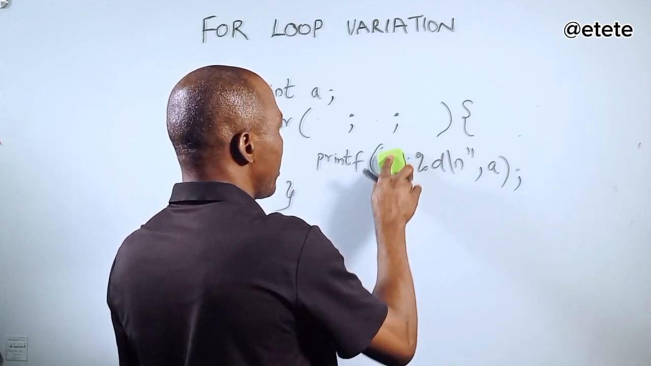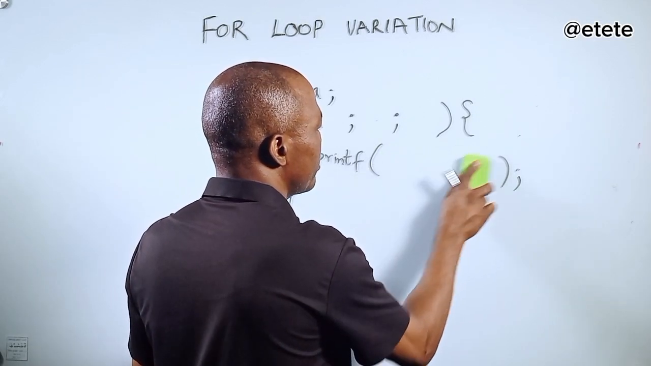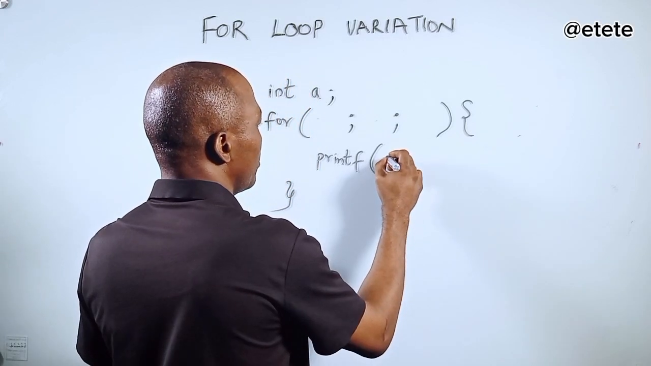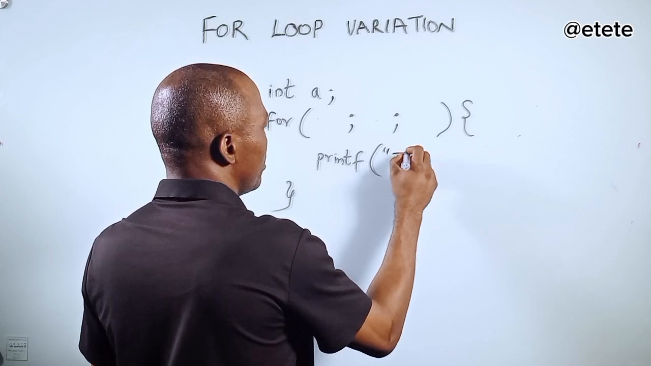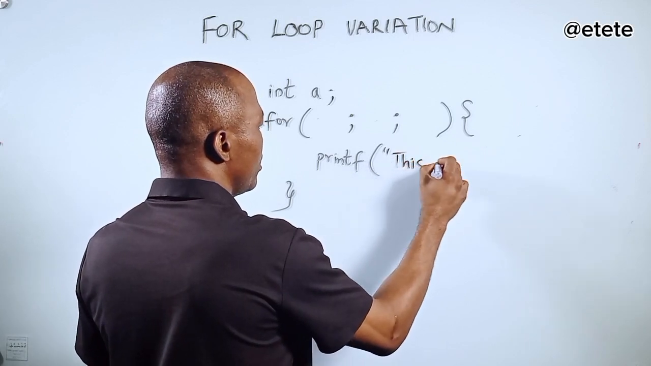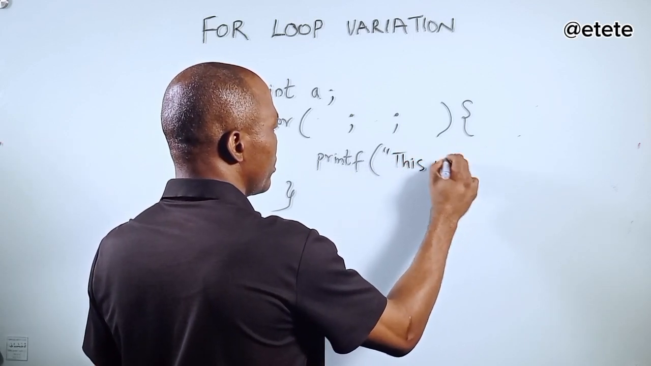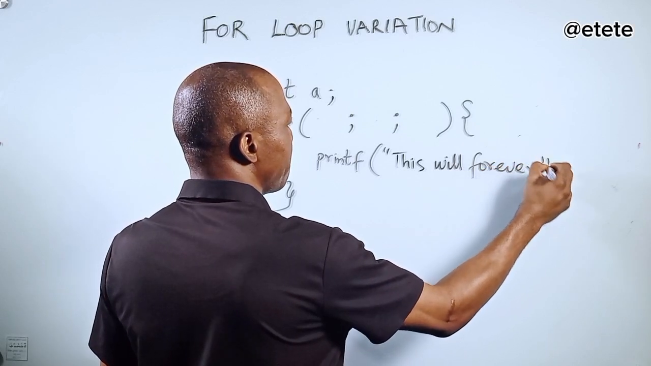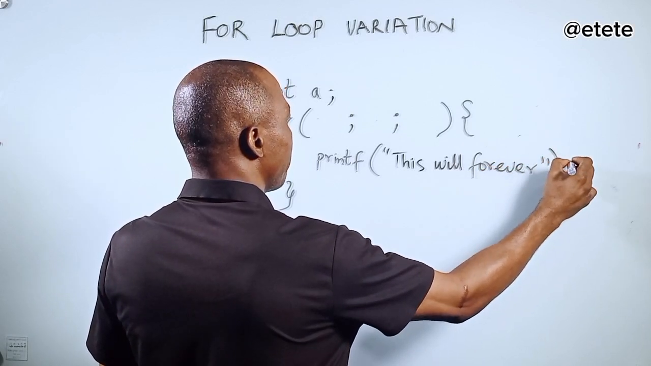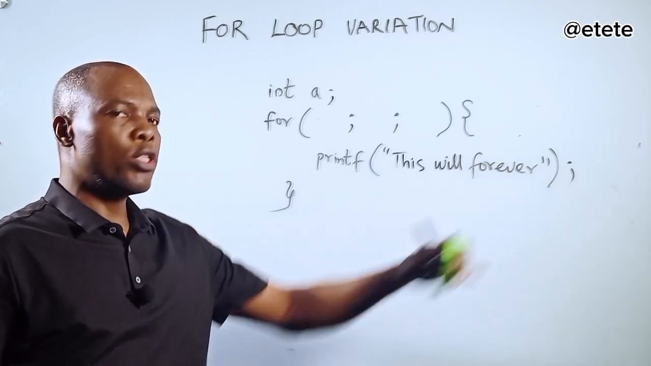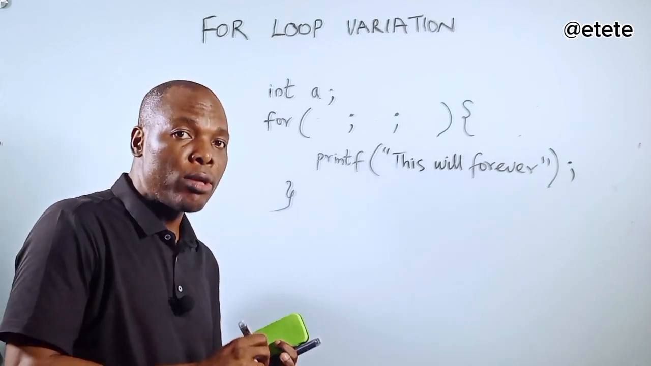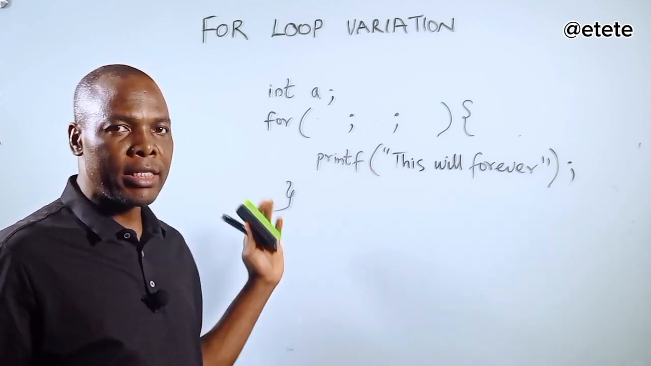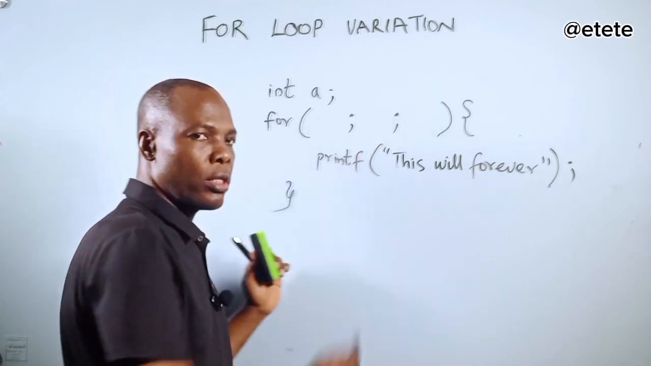I can come here and I will write: this will run forever. So this is what is going to print out on the screen. And it will print it out continuously. There will be no end to it. So this is eternity, meaning there is no condition.